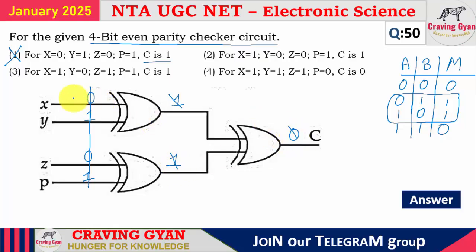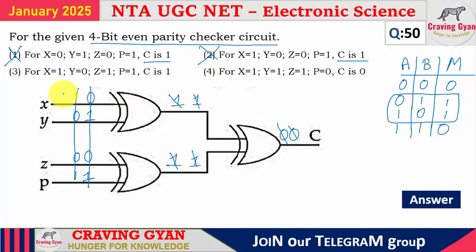In the second option, what they have given is x is 1, y is 0, z is 0, p is 1. 1, 0 given to the XOR gate, what is the output you are going to get? 1. 0, 1 given to the XOR gate, what is the output? 1. Now look at the things. 1, 1 given to the XOR gate, you will be getting 0. So what they are expecting, C is 1. So the second option also can't be. Second option also wrong.